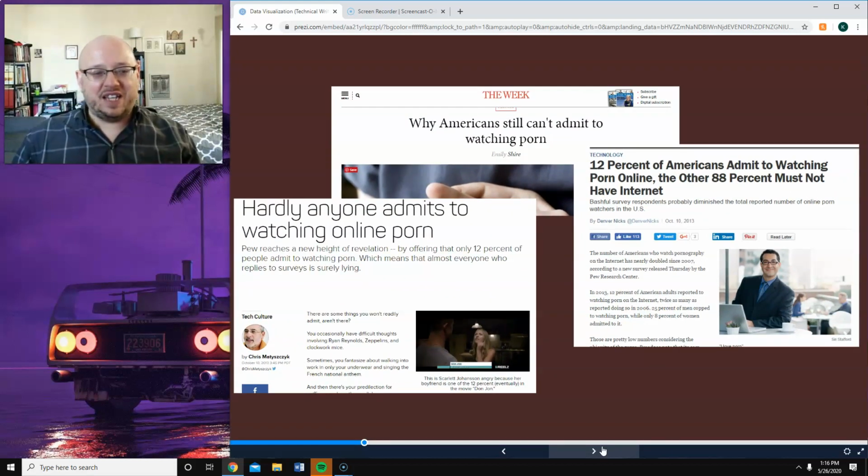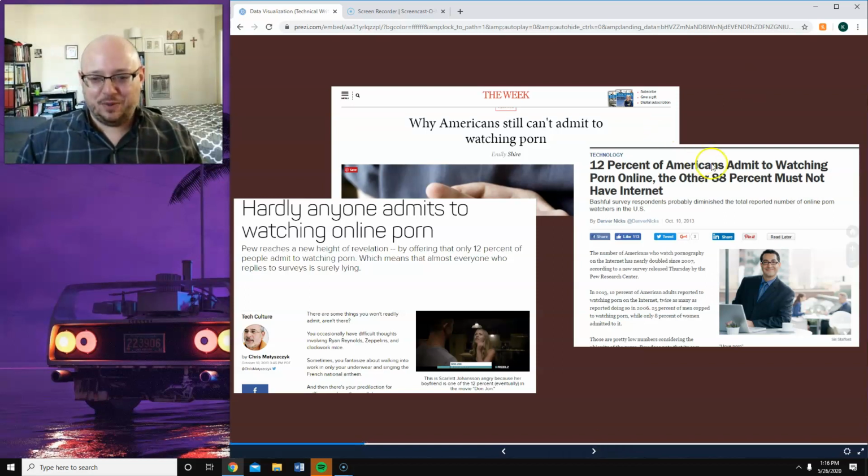And so you can see all these different articles. One of them from this week says why Americans still can't admit to watching porn, right? There's another one here that says hardly anyone admits to watching online porn, and then there's my favorite, which is this one in the lower right hand corner over here, right? And this one says 12% of Americans admit to watching porn online. The other 88% must not have the internet, which is a real funny clickbaity kind of title.